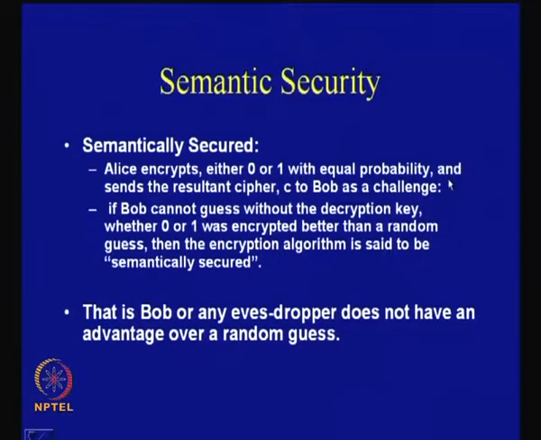Now, Alice encrypts either 0 or 1 and sends the resultant cipher C to Bob as a challenge. Bob has to guess from the challenge, without the decryption key, whether 0 or 1 was encrypted. If Bob is not provided with a ciphertext, then what will Bob do? Bob will simply guess, right? So, when Bob is provided the ciphertext, he should not be able to guess any better than a random guess.